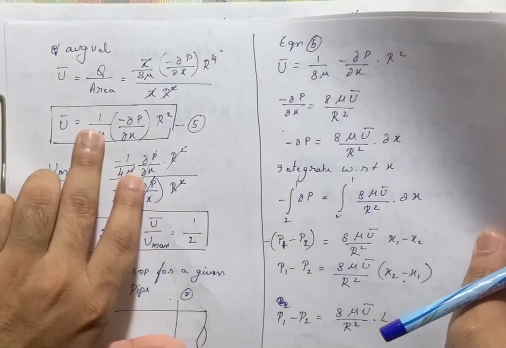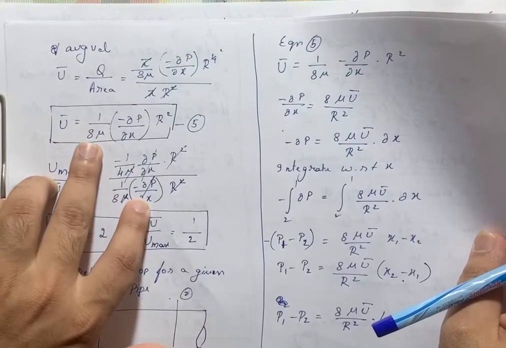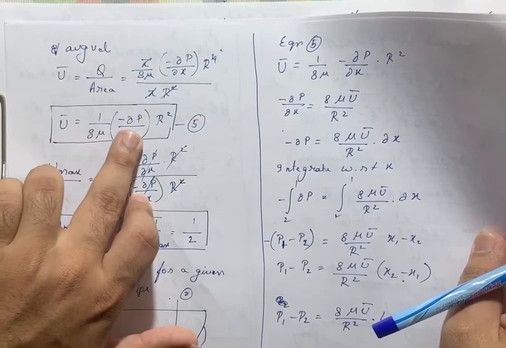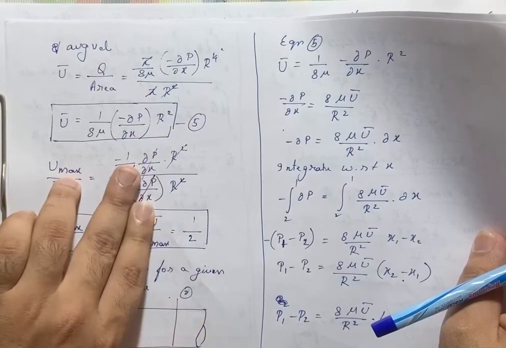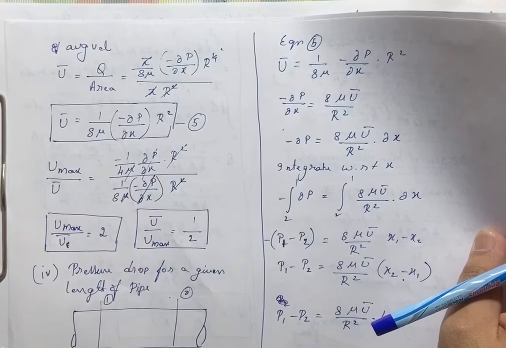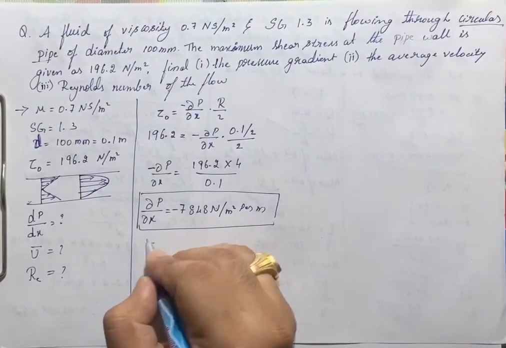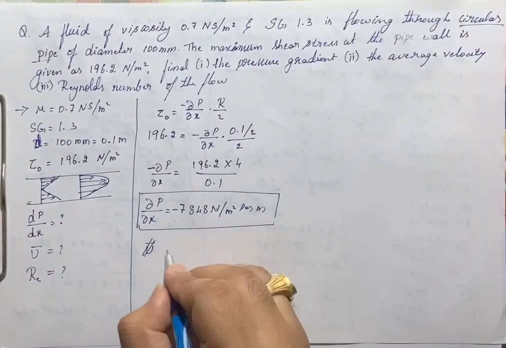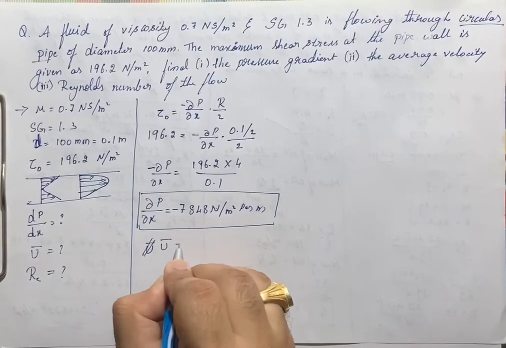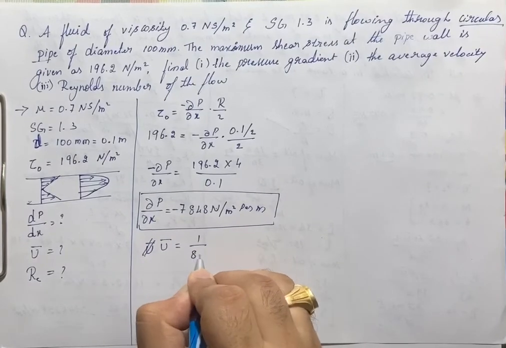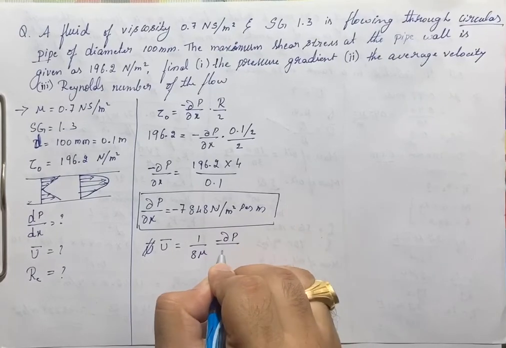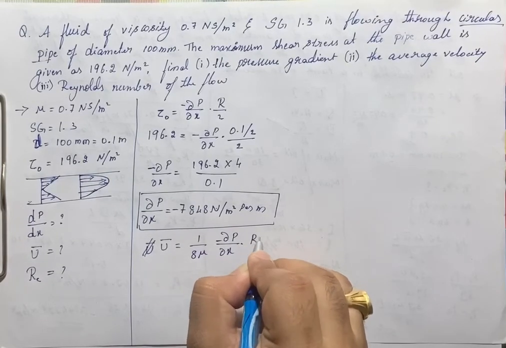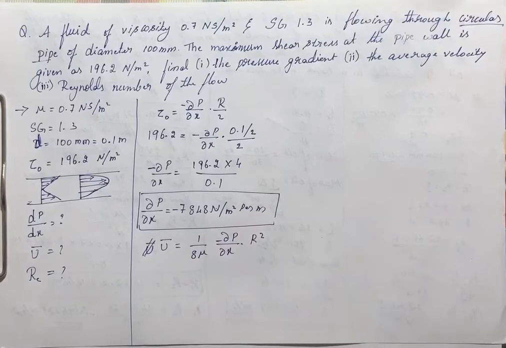You can directly utilize this formula: u bar is equal to 1 divided by 8 mu, ∂p/∂x into r square. We can directly utilize this formula also, right? I'll directly write, no need to use that u bar by u max. I'll write down that formula, that is u bar is equal to 1 divided by 8 mu, minus ∂p/∂x into r square here, right?